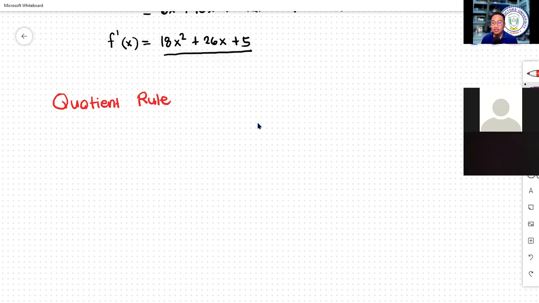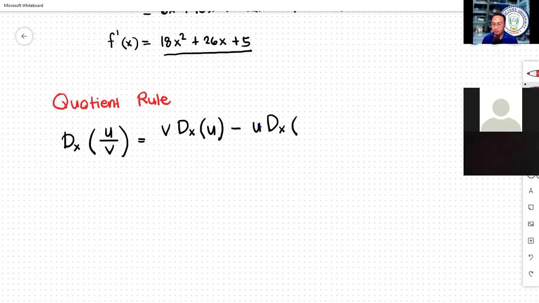Quotient rule, guys. Of course, when we say quotient rule, the operation is division. Let's make use of the terms u and v lang gihapon. So derivative of u over v. So this is a difference between the product rule and the quotient rule. The product rule, the two terms are written side by side, and the quotient rule is written in this form here. What you're going to take is you start with the denominator v, and then take the derivative of the numerator u, and then you take the derivative of the denominator v, right, all over v squared.